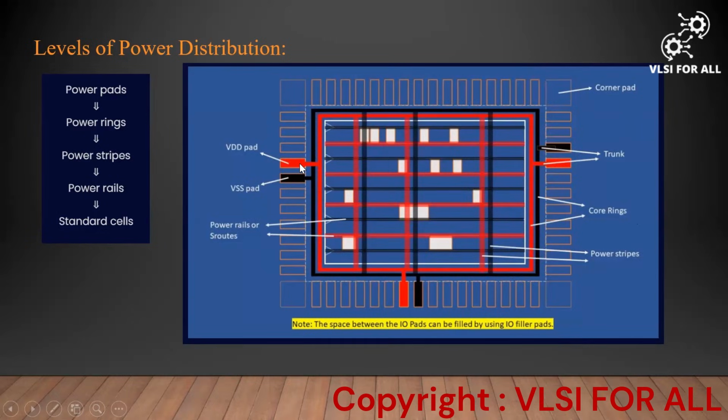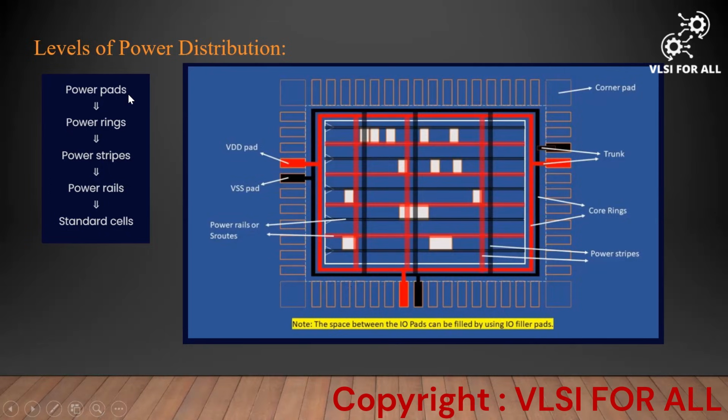From the VDD pad it will go to here, which we call the trunk. From the trunk it goes to the power stripes here. So the power stripes are here, black and red. Again from there it will go to the power rails or S routes, and from there it will go to the standard cells. Likewise the power distribution will be done.